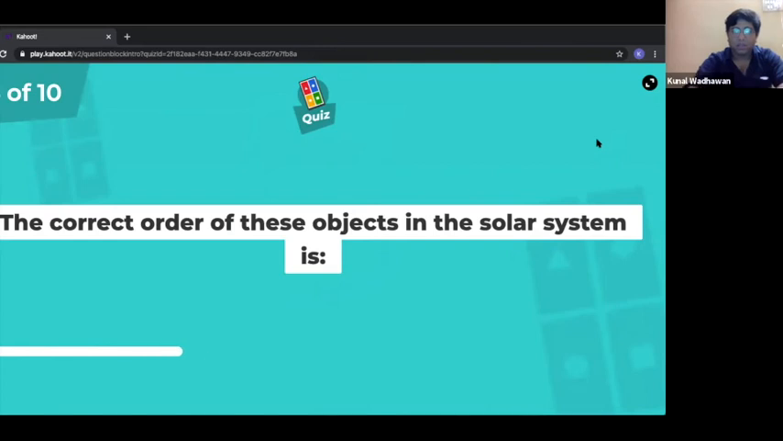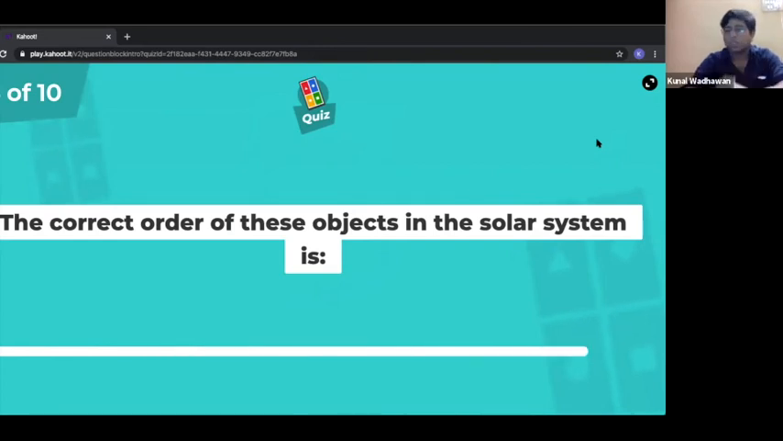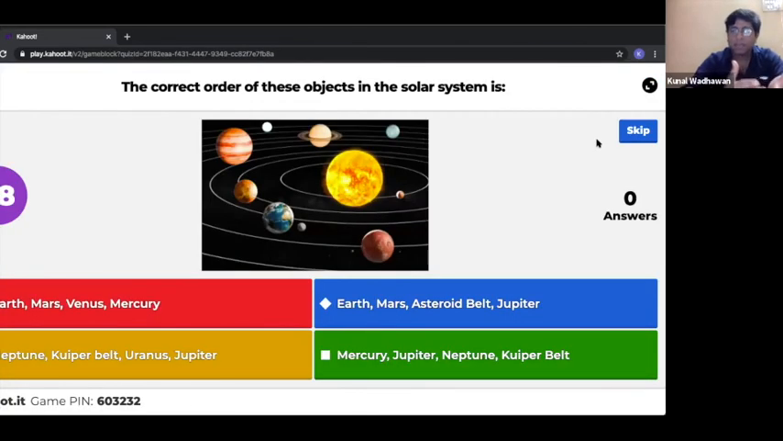Okay. The correct order of these objects in the solar system is: Earth, Mars, Venus, Mercury; Earth, Mars, asteroid belt, Jupiter, Neptune, Kuiper belt, Uranus; Jupiter; or Mercury, Jupiter, Neptune, Kuiper belt. Okay. What do you think would be the right answer? I'm still waiting for the answers. 10 seconds to go. 5, 4, 3, 2, 1, and 0.